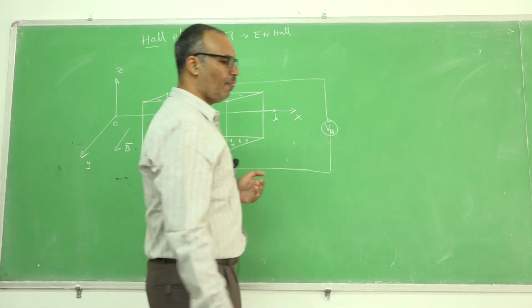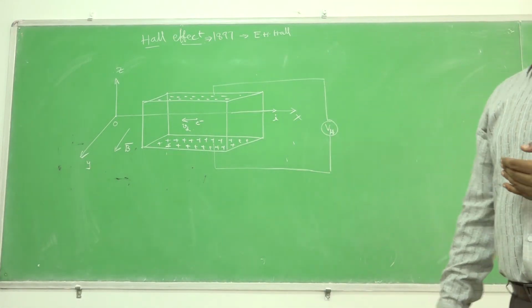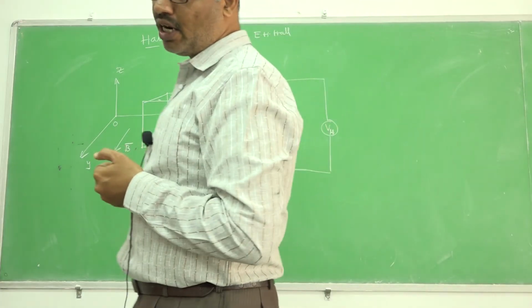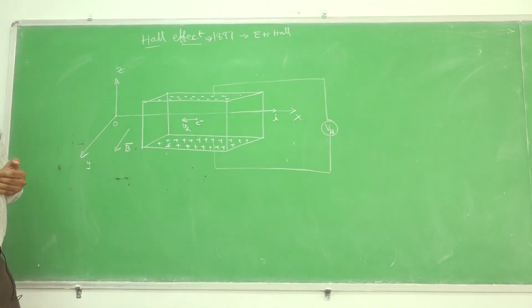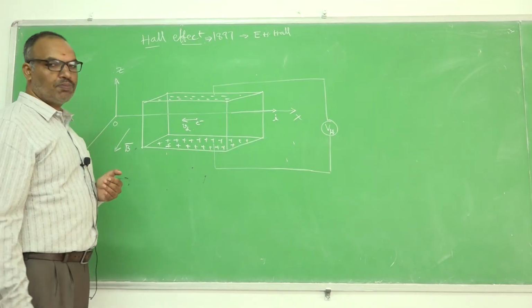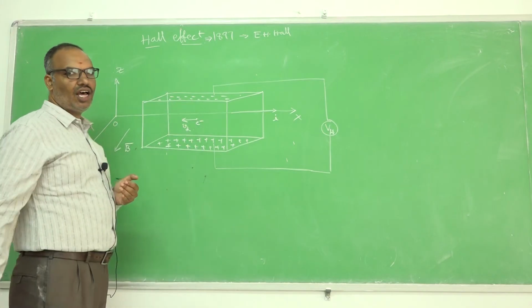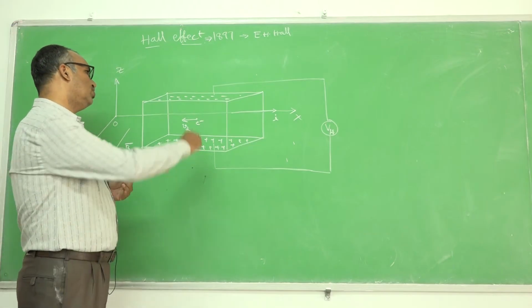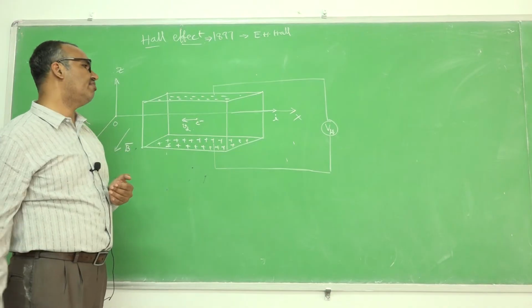Once again, what is the definition of the Hall effect? According to the Hall effect, whenever we apply a magnetic field perpendicular to the direction of motion of current, we get a potential difference across the other two faces of the conductor, which are perpendicular to both the current as well as the magnetic field.